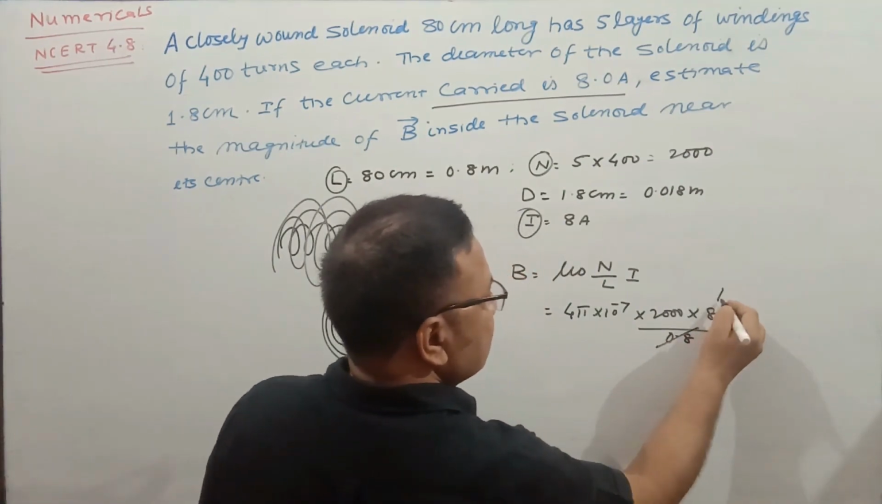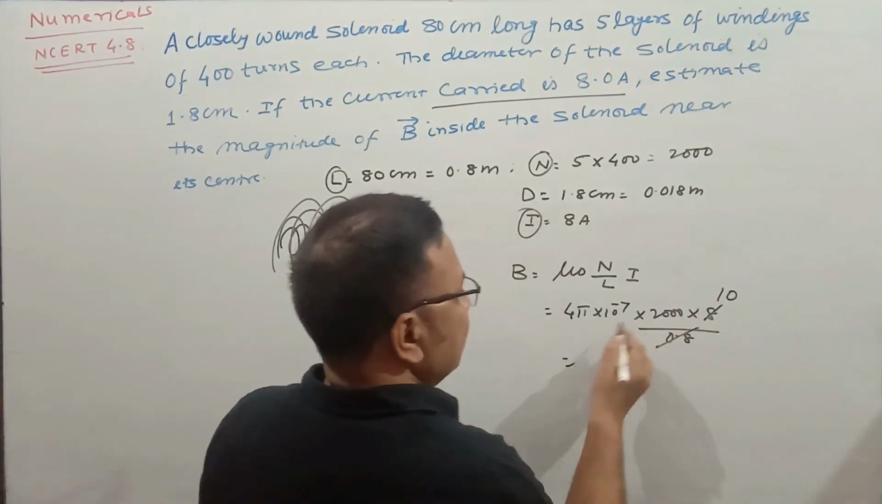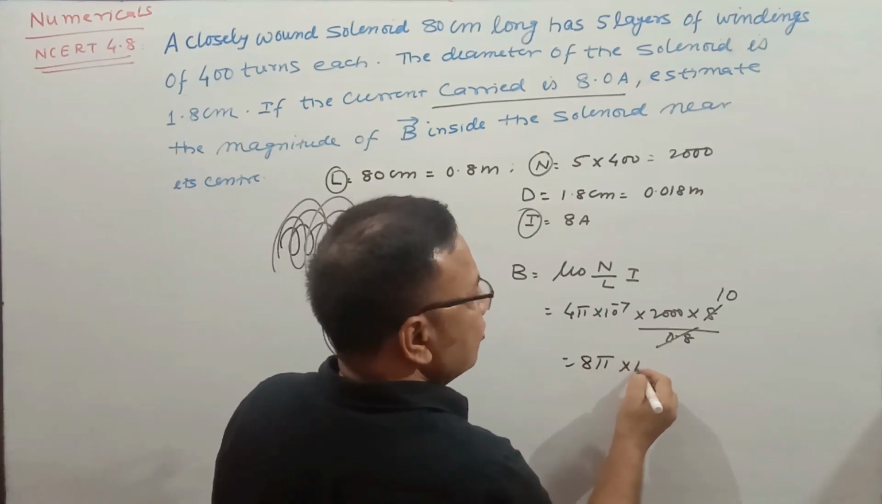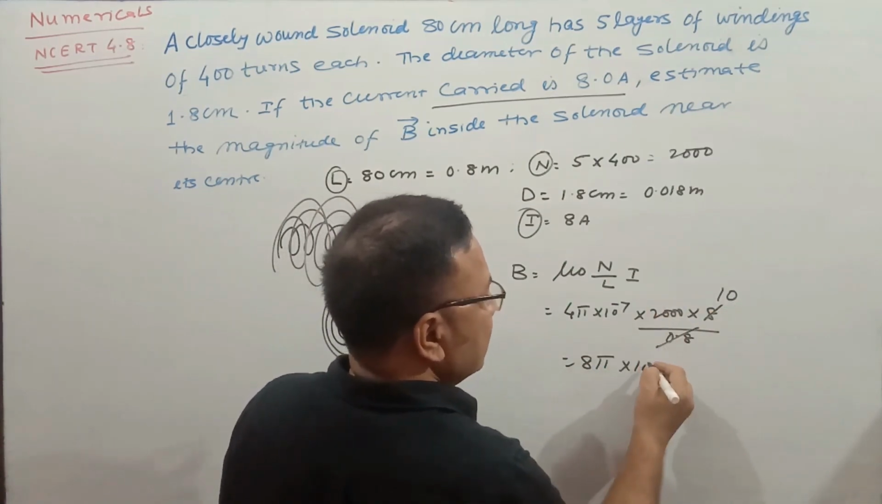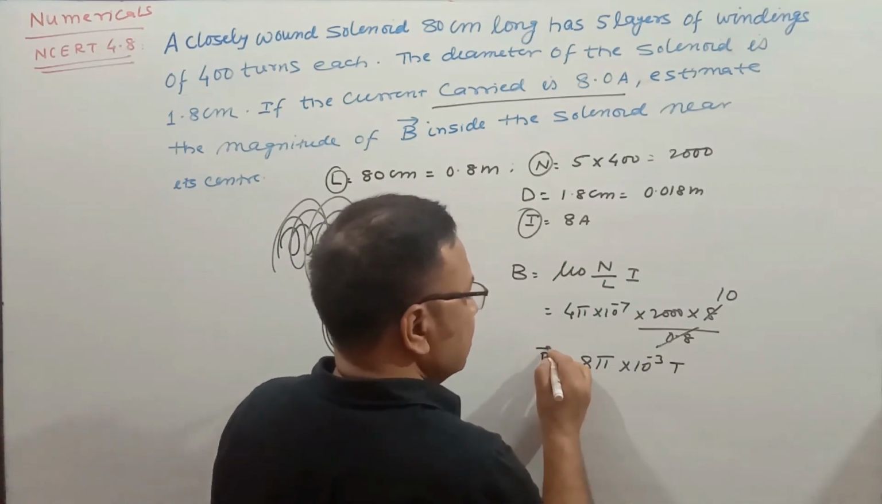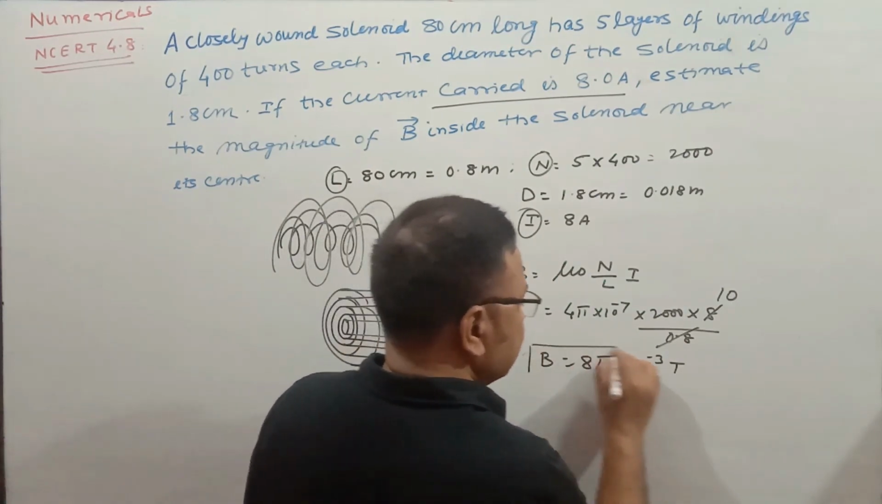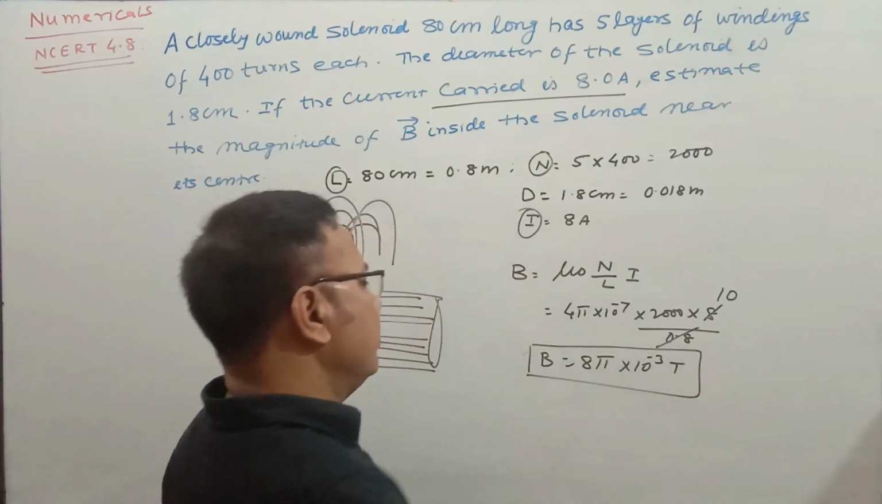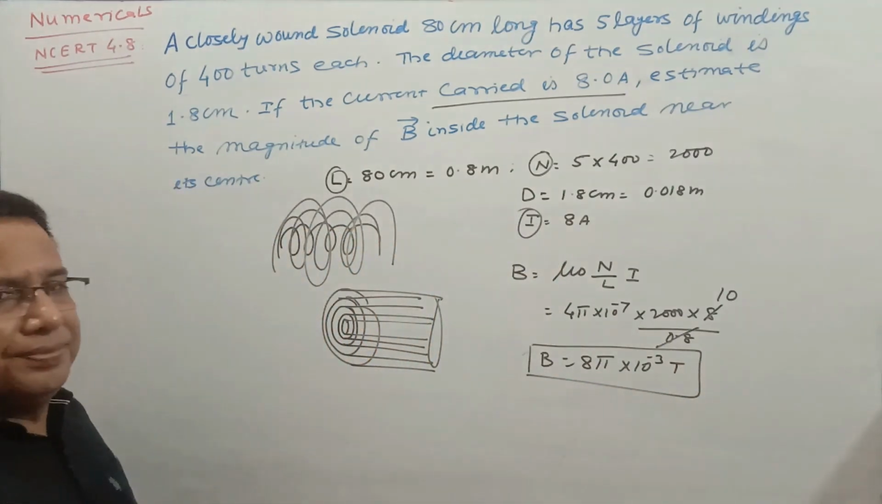So here this is 10 times. Finally, 4 2s are 8 pi into 10 to the power minus 3 Tesla. So the magnetic field is this much Tesla along the axis. That is what you have. You can put the value of pi and get the result as well.